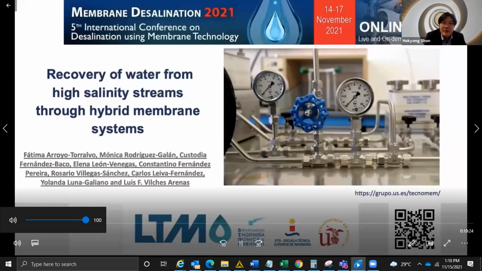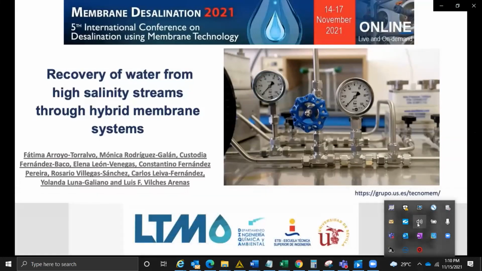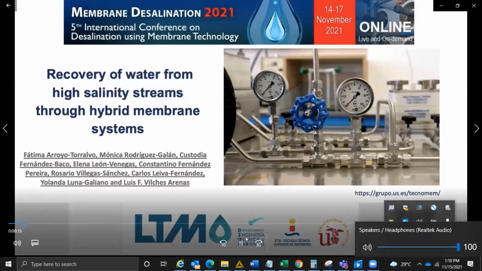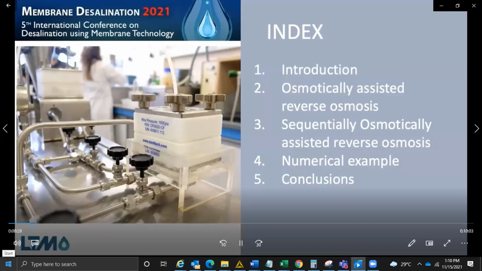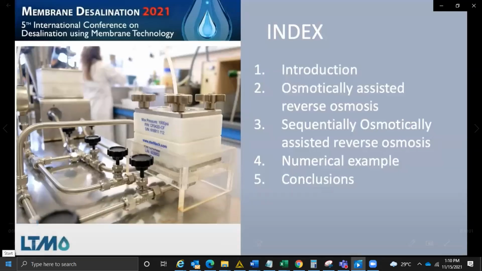Pleasure to be here today to talk about the recovery of water from high salinity streams through hybrid membrane systems. I'm going to divide this talk into 4 parts. The first part is a brief introduction to the different technologies available for water recovery at present. After that, I will explain the osmotically assisted reverse osmosis process in order to explain the sequentially osmotically assisted reverse osmosis. To finish, I will show an application of this technology.